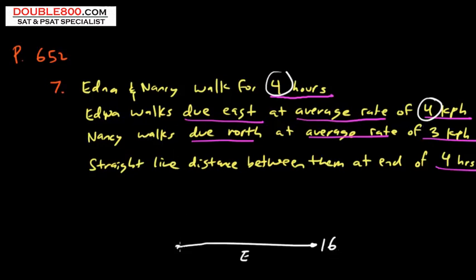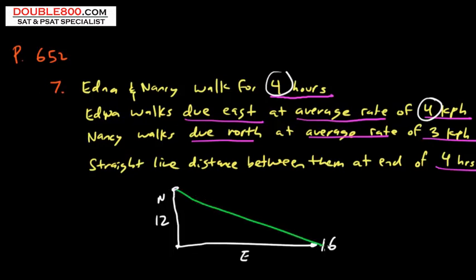Now we have Nancy walking due north, and I know it's really not drawn to scale because I don't have enough room, but she walks for the same 4 hours, average rate of 3 kilometers. So 4 times 3, that's going to be 12, and this is Nancy. And again, at the end, we want the straight line distance. So we want this line.